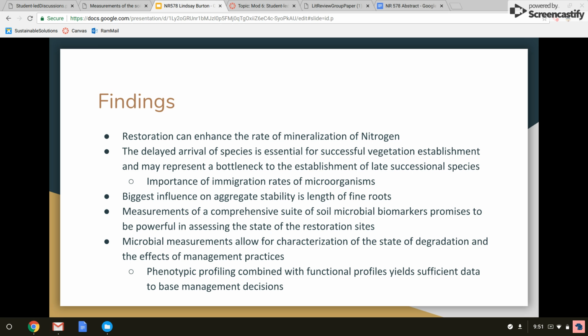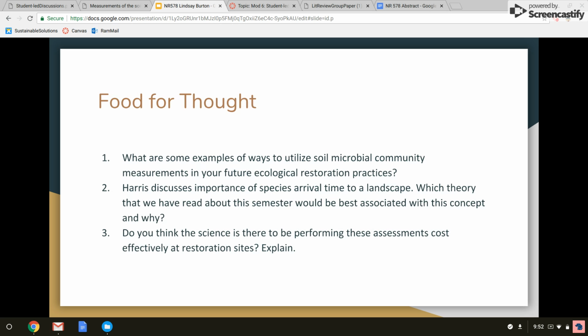Measurements of a comprehensive suite of soil microbial biomarkers promise to be powerful in assessing the state of restoration sites. And lastly, microbial measurements allow for the characterization of the state of degradation and the effects of management practices. And then, like on my summary slide, phenotypic profiling combined with functional profiles will yield significant data to base our management decisions on. So I leave you with this food for thought.